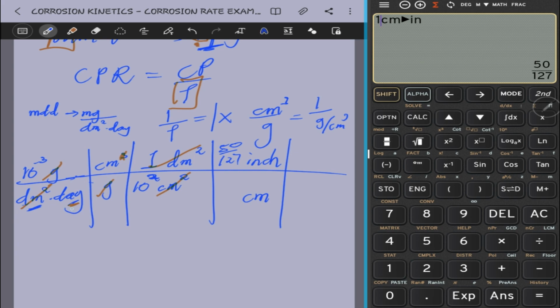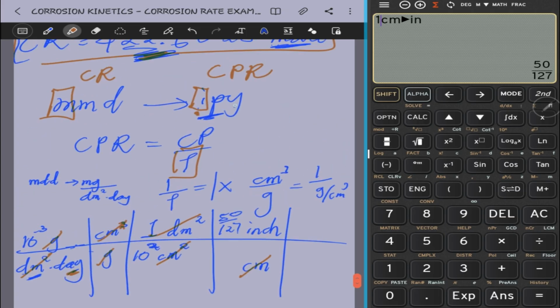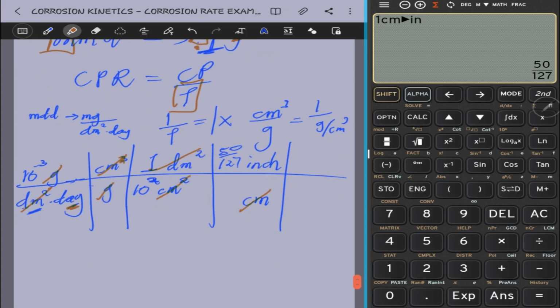So the only thing left for us to convert, clearly the rest has been taken care of, is this day here. We need it in what? Year, because IPY uses year, right? So if you want to cancel, that means the day comes up here. So we have day, and we want to take it to year, so that this day takes care of this day here.